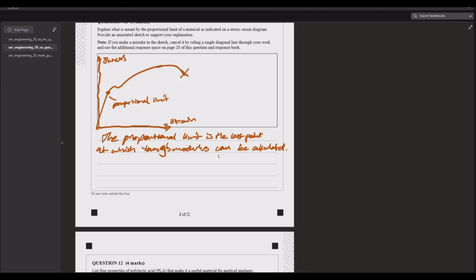What else does that talk about, really? Represents stiffness. Now, I'm missing a mark here. Not quite sure what it is yet, because we've got 1 mark for the diagram, and we're going to probably have 1 mark for Young's modulus. And represents stiffness.